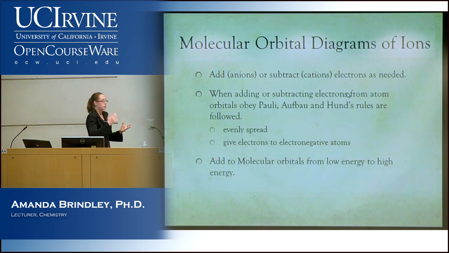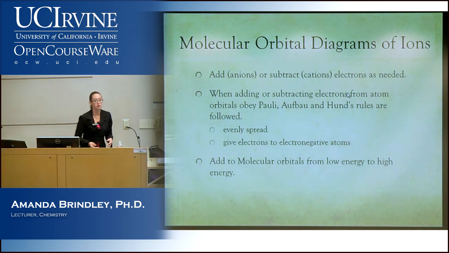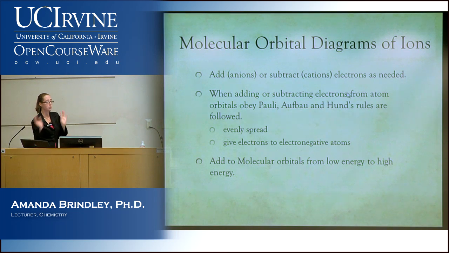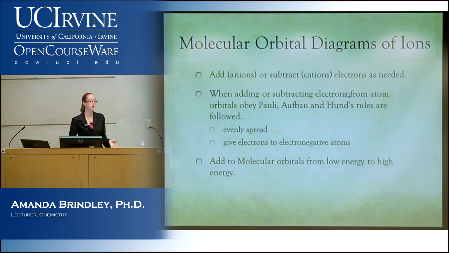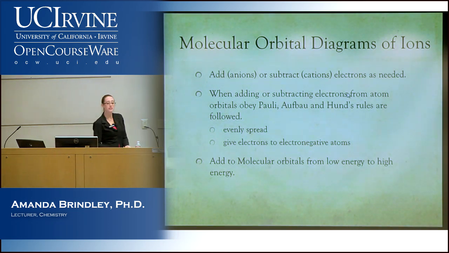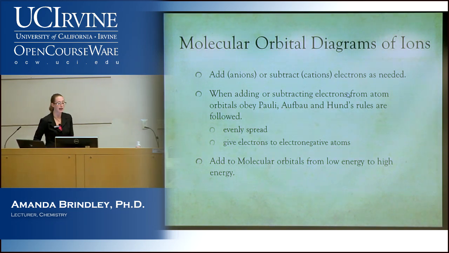So now let's do this for ions. Same sort of rules apply as all of the things we've been doing before, but now we're going to do them on the MO diagrams. So we add or subtract electrons as we need. If something is a negative ion, are you going to add electrons or subtract them? You're going to add, right? You have a negative ion, so you need an extra negative charge, so you add in an electron.